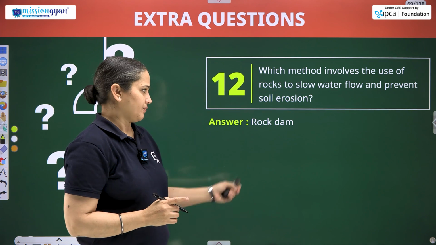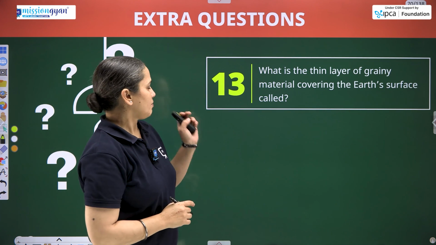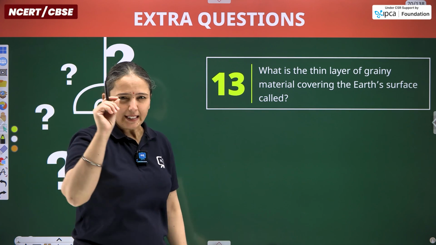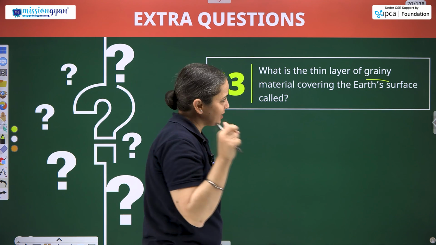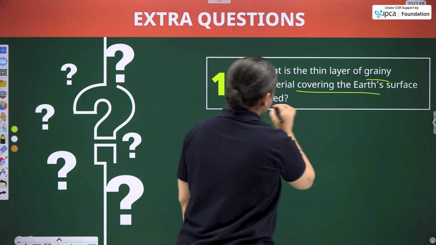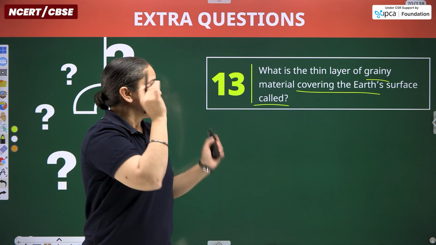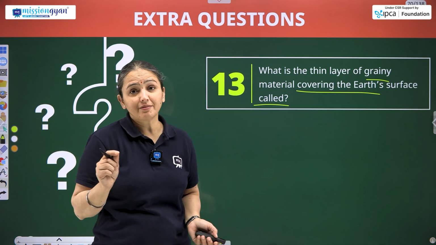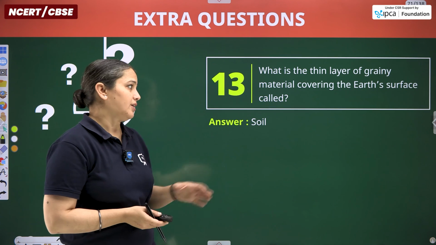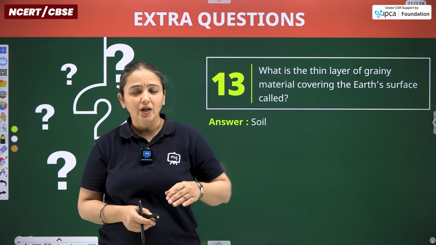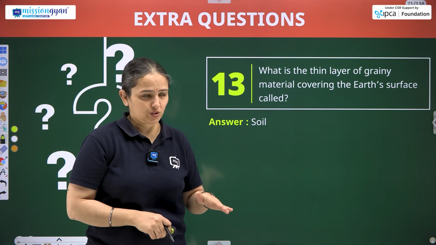Can be dam, so rock dams. Then what is the thin layer of grainy material covering the earth's surface called? So, a thin layer of material covering the rocks or covering the uppermost layer of the earth is known as soil. Beneath the soil comes a layer of rocks.